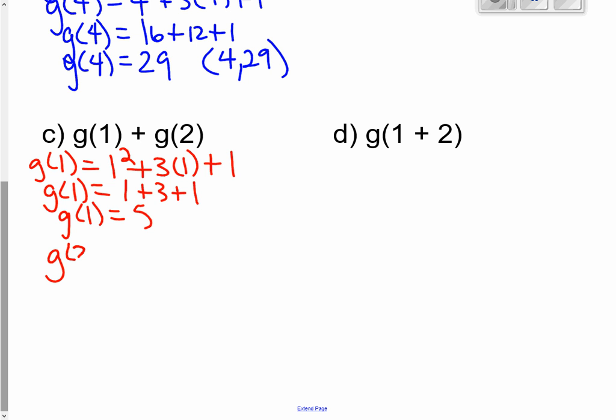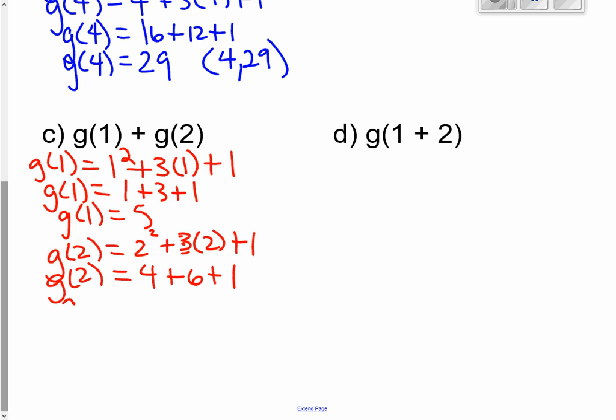Now let's find g of 2. G of 2 is going to be 2 squared plus 3 times 2, plus 1, which is 4 plus 6 plus 1. And g of 2 equals 11. So if I want to know what g of 1 plus g of 2 is, well, g of 1 is equal to 5, g of 2 is equal to 11, and so g of 1 plus g of 2 must equal 16. There's no shortcut there. Make sure you find each one individually and then add them together.